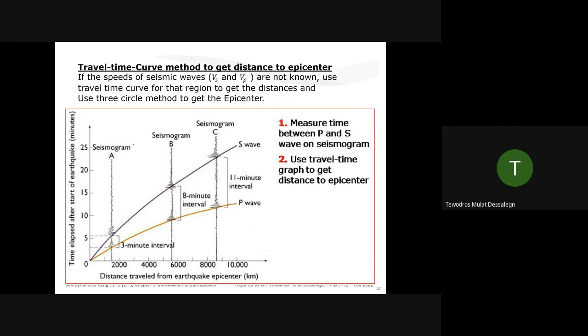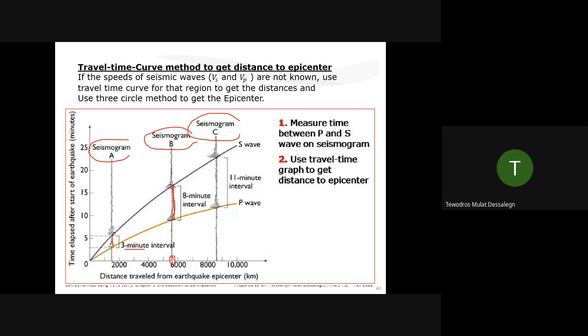Let's say you have 3 recording stations, seismogram A, seismogram B, and seismogram C. Seismogram A shows the time difference between the P wave and S wave is 3 minutes. So try to find on that S wave, P wave chart, where the difference is 3 minutes. Seismograph B shows it's an 8-minute interval. Try to find that. As soon as you find that 8-minute interval, you are also finding the location, the distance.